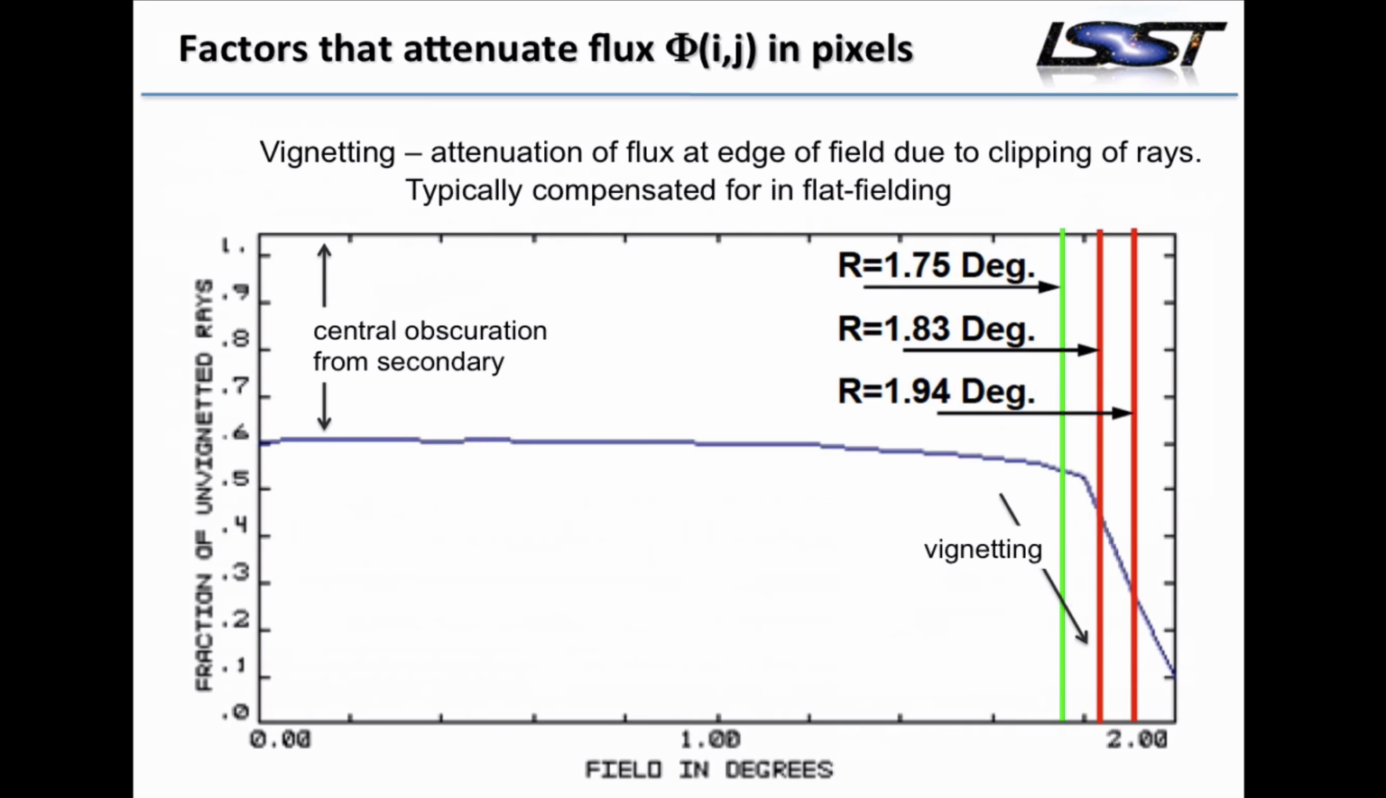So the vignetting in this system is really not very egregious, but it is enough that we have to take it into account, and that's compensated for in flat fielding, where you essentially compensate for the fact that sources at the edge of the field produce fewer photoelectrons than do sources at the center of the field. So the flat fielding images will have some light come in from 1.75 degrees off to the side.